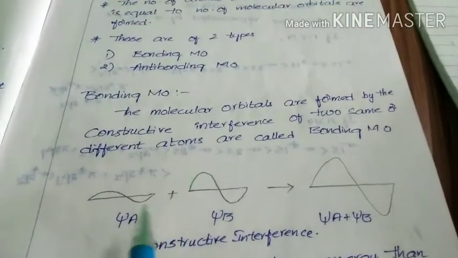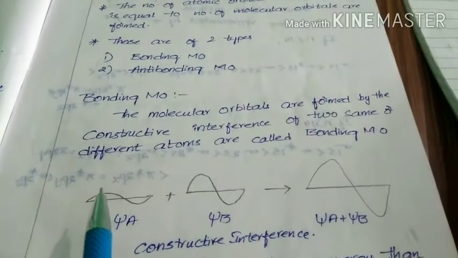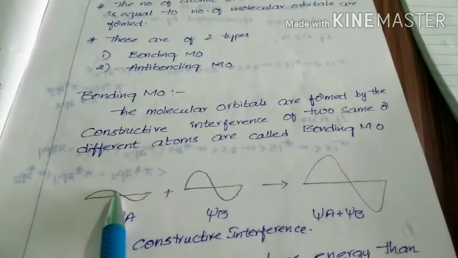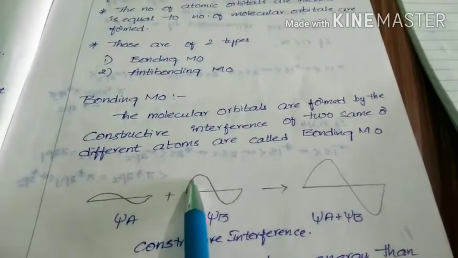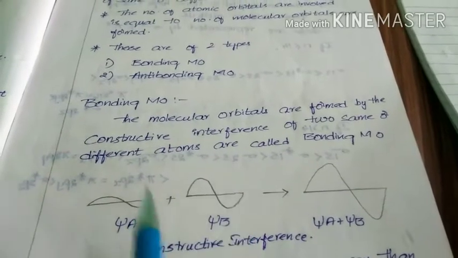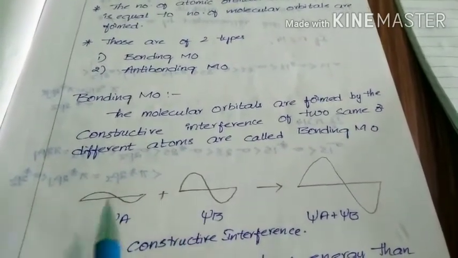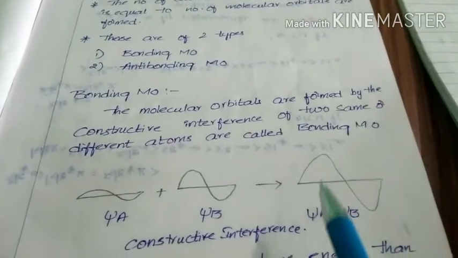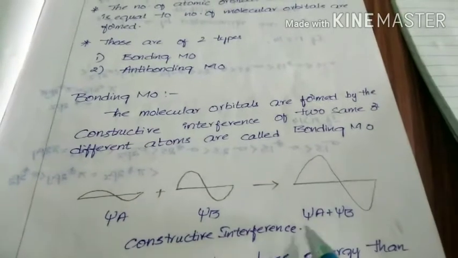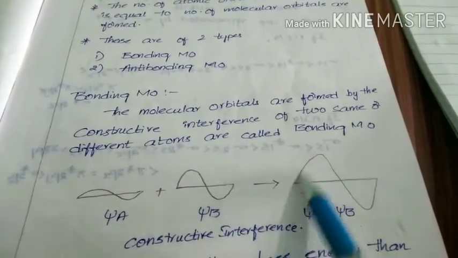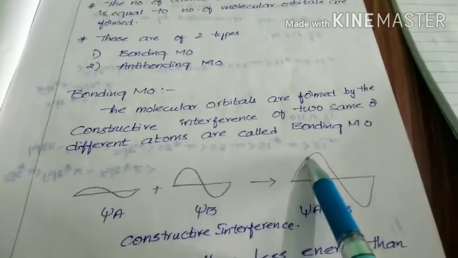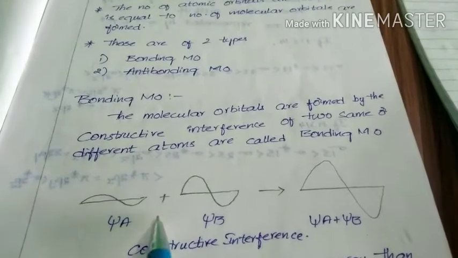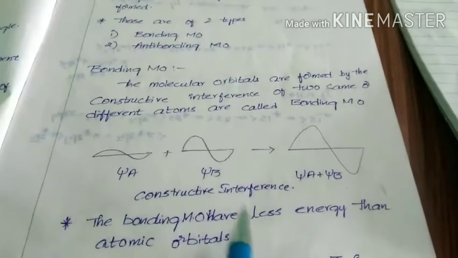Constructive interference means those are in the same phase. That means here the crest is present on the upper side and the trough is present on the lower side. Here also the crest is present on the upper side and the trough is present on the lower side. When these types of wave functions of orbitals mix with each other, that is called constructive interference. In such a process, a molecular orbital is formed. That is represented by psi A plus psi B. Here the crest is somewhat big compared to here. That means these two are going to intermix. This is called constructive interference.